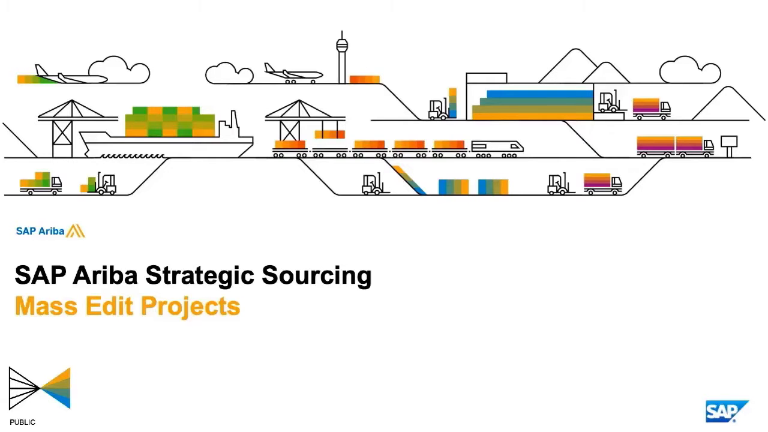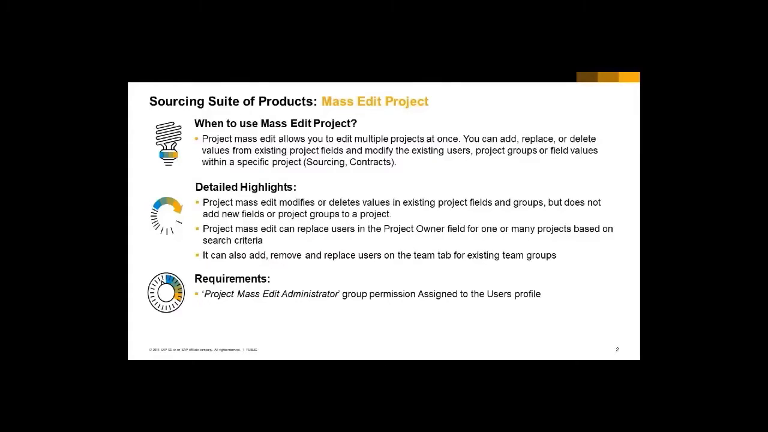In today's session, we are going to discuss the Mass Edit Project feature found within the sourcing suite of products. The feature is used to update legacy workspaces with new content. So for example, if you had commodity codes that were used prior and changes to the code structure occurred, you could go back in time to the legacy projects and update those commodity codes.